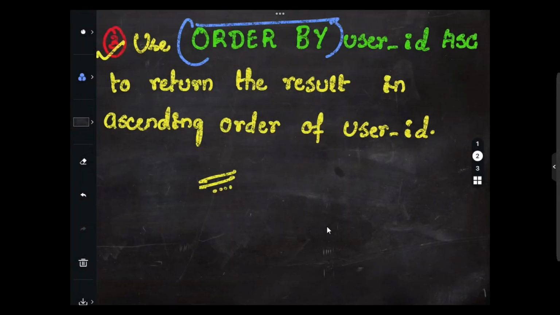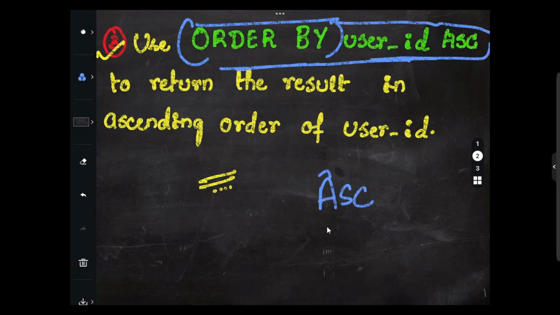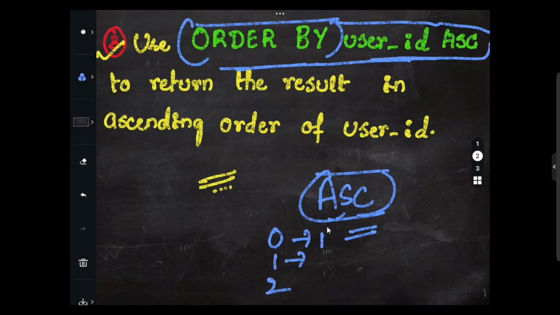Why will we be making use of the order by clause here? Because of order by user ID ascending. They have strictly mentioned in the question that we have to go with the ascending order based on the user ID. So first 0, then came 1, then came 2 in the output table, if you remember, right? They have strictly asked in the question that we have to order this based on the user ID in the ascending order, right?